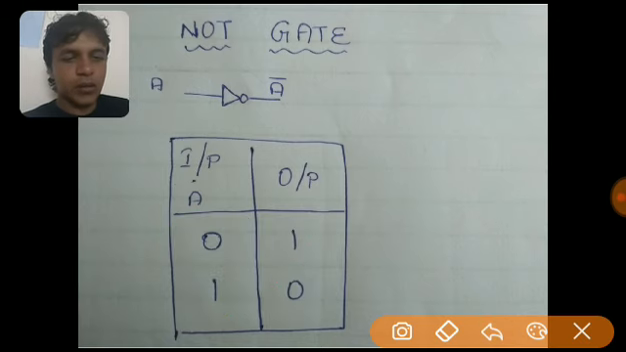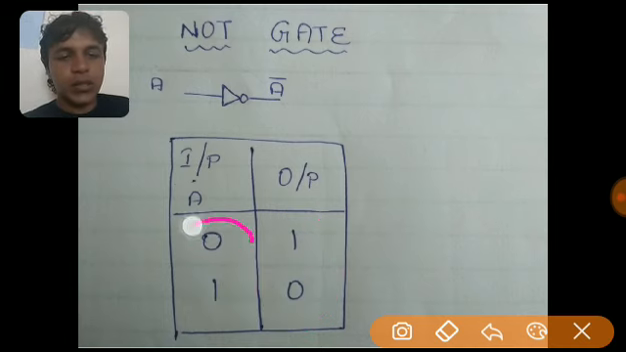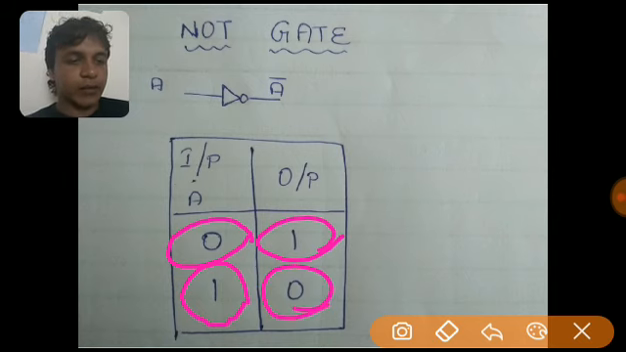Which means the input can be considered as a switch and the output can be considered as a load, for example, a light bulb. When the switch is in off position, the light glows. When the switch is in on position, the light does not glow. So this is the NOT gate. Very simple.